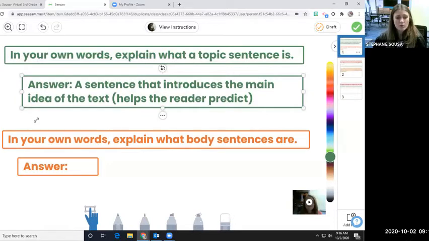So this helps the reader understand what they're going to be reading about. So a topic sentence is a sentence that introduces the main idea of the text. Go ahead and record that on your Seesaw. A sentence that introduces the main idea of the text.